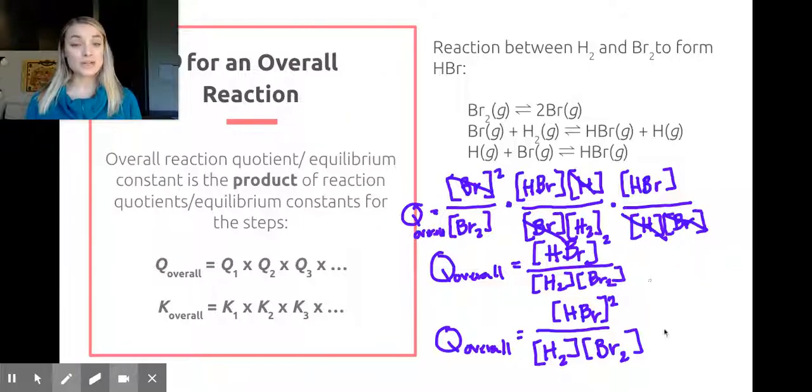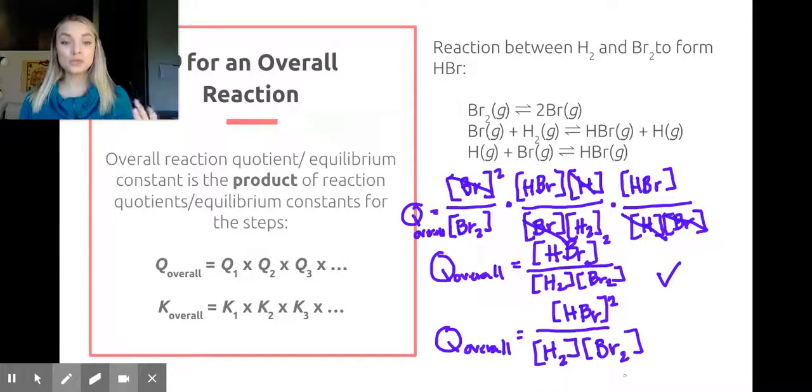All right, so now I can check against the initial Q overall, the initial reaction quotient that I had calculated in that very first step, and they match. So when you determine the reaction quotient for each step in a multi-step reaction, and then you multiply those reaction quotients together, you do see that that equals the Q overall, the reaction quotient for the overall reaction.